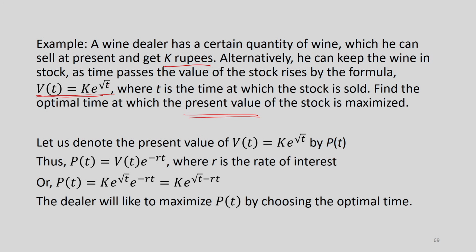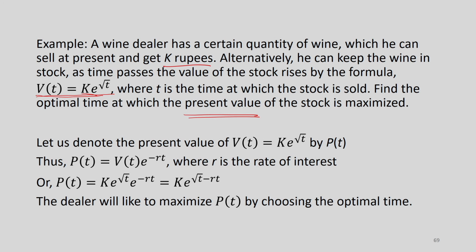You can just put t equal to 0 in this formula. So, that will give you e to the power 0, right. e to the power 0 is equal to 1. So, that means if t is equal to 0, then the value of the wine is k multiplied by 1, which is equal to k. Okay. So, if you are selling the wine right now at the point t equal to 0, the value that you will obtain is k rupees, that is it.